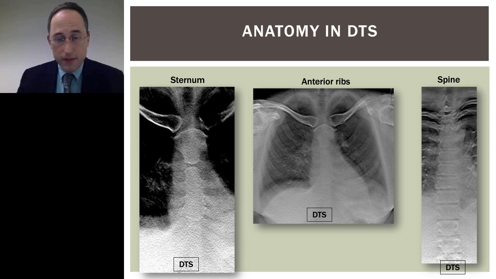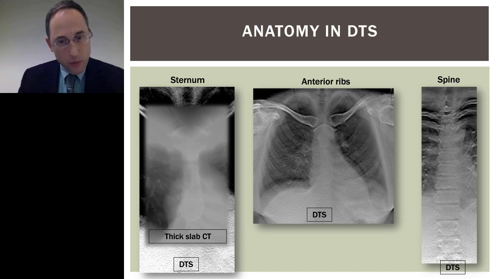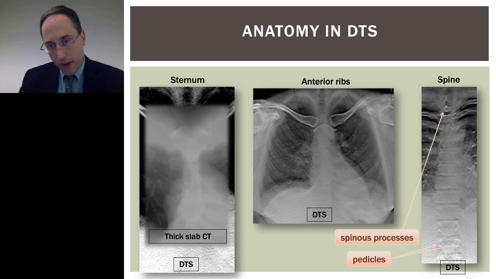Tomosynthesis is great as a musculoskeletal application. These are CT overlays, thick slab CT overlays, to give you a sense of the anatomy that we're actually looking at. There I'm showing you again the sternum with the articulation of the anterior ribs. I'm showing you the spinous process, the ribs, and the pedicles.